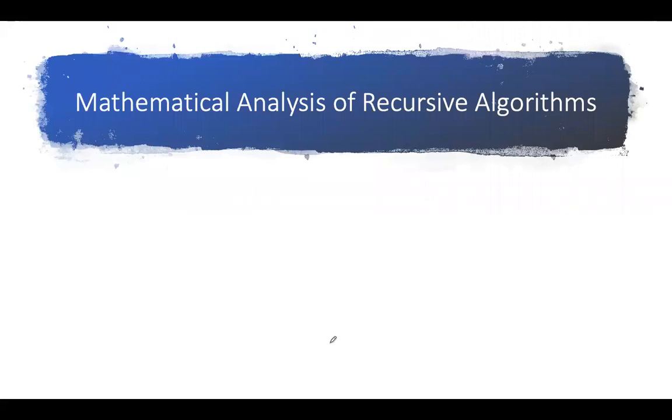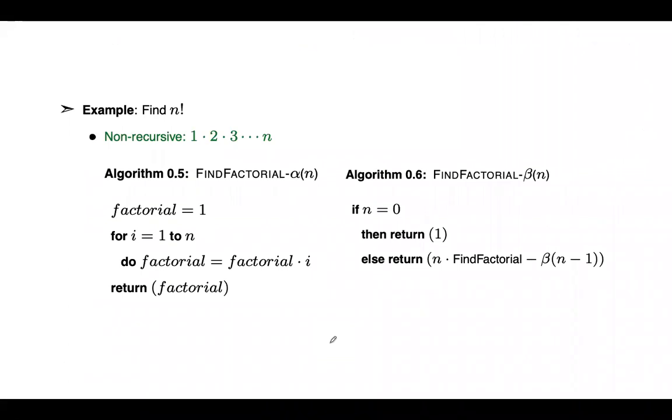So let's come to the mathematical analysis of recursive algorithms. So far we were talking about non-recursive algorithms. Now we shall see recursive algorithms. Here is an example of a recursive algorithm, that is factorial. This is an example for non-recursive and this is an example for recursive. You can solve the factorial task using an iterative method or a recursive method.